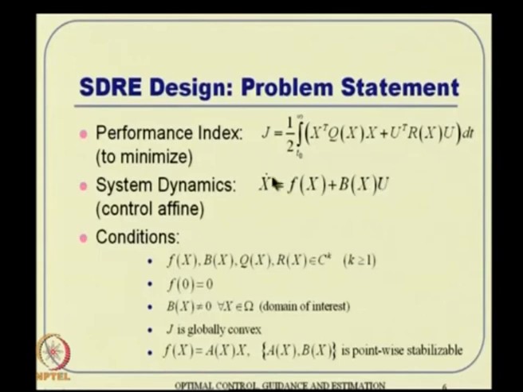So, if x dot goes to 0, and u goes to 0, and f of x is non-zero, then there is an incompatibility issue. Let me explain that a little better. When x goes to 0, your u should go to 0. Then if u goes to 0 and f of x is non-zero, then x dot will also be non-zero. That is the problem.